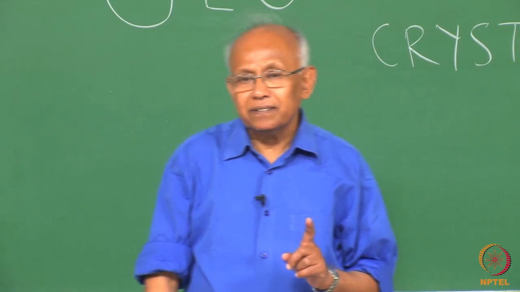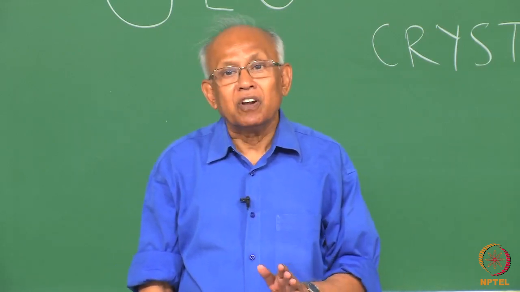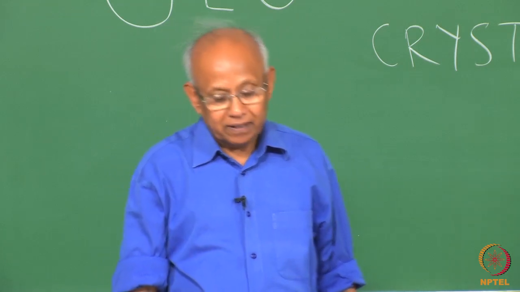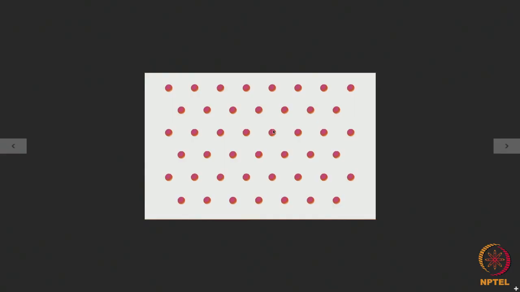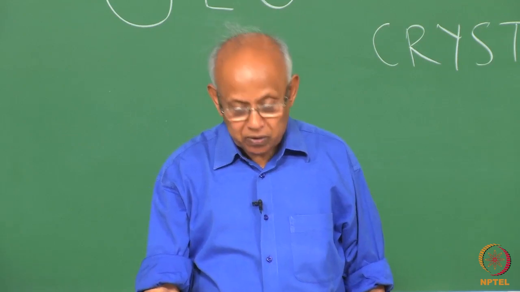But it is not just any arrangement of points. There is some kind of an order in this arrangement. For example, if we look at any point in the array, it has about six other points surrounding it. Now, as we go from one point to the other, the pattern is the same. That means here each point has what we say identical surroundings.